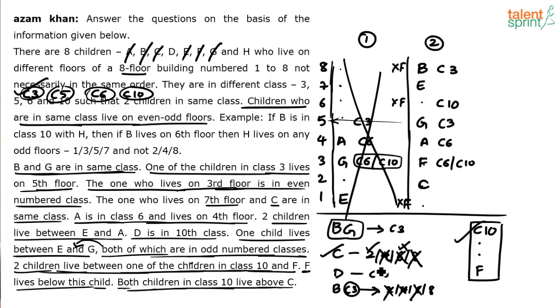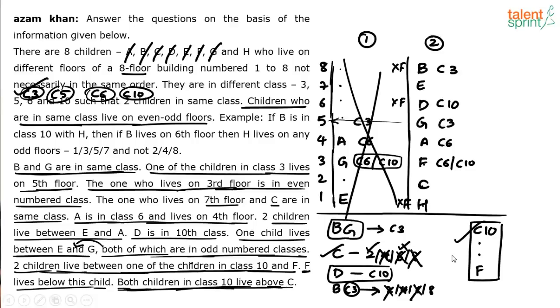Now, can D, see, we know that D is in class 10. Can D come on the bottom floor? No, because both the children in class 10 live above C. Because if D is taken here, class 10 should come here. But we know that class 10 will not be below C. So D, who's in class 10, cannot come here. So D has to come here. D is done. So the only person left out is H.